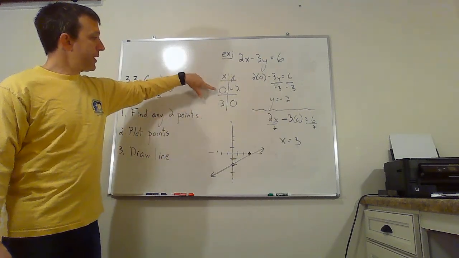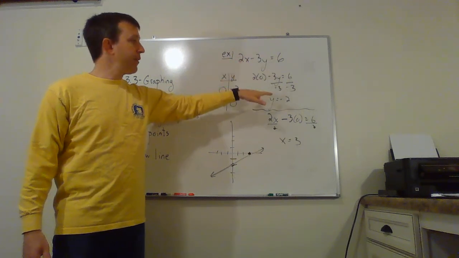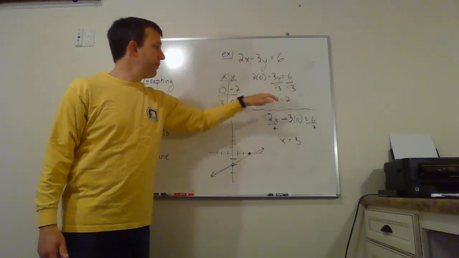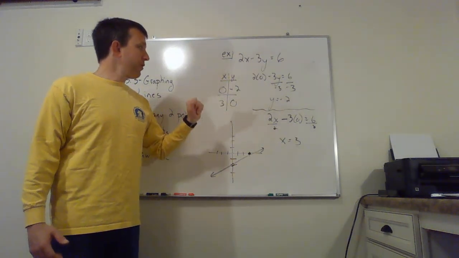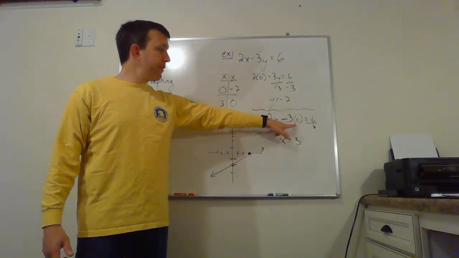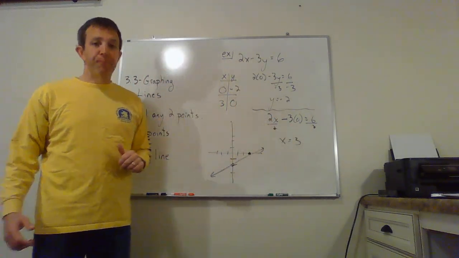So I picked 0 for x, and when I plugged that in, 2 times 0 is 0, so that dropped out. I divided both sides by negative 3 and got y is equal to negative 2. And then I turned around and plugged in 0 for y. Again, 3 times 0 is 0. Divide both sides by 2 and we get x is equal to 3.